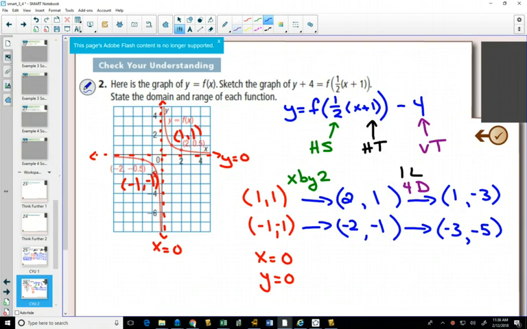Now with our asymptotes, one thing you're going to find with asymptotes on a rational graph at x equals 0 and y equals 0, because they're starting at 0, when you multiply x and y by anything, they're going to stay at 0. So the only thing that's going to affect our asymptotes is whether they're moved left, right, up, or down, whether there's any translations. So because we're moving 1 to the left, our x equals 0 becomes x equals -1. And because we're moving 4 down, our y equals 0 becomes y equals -4.